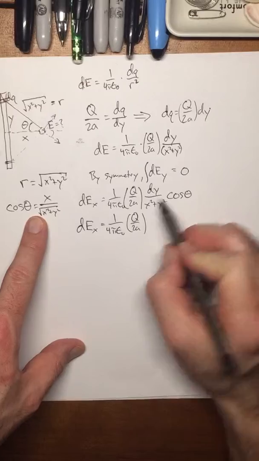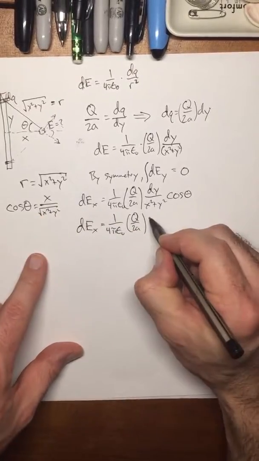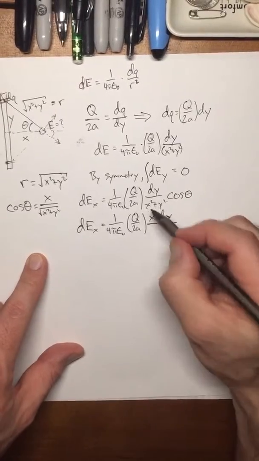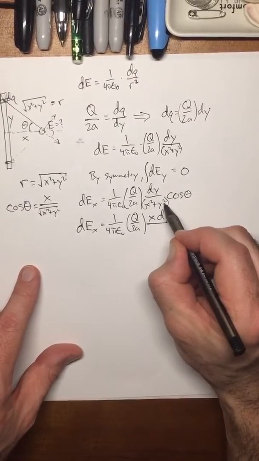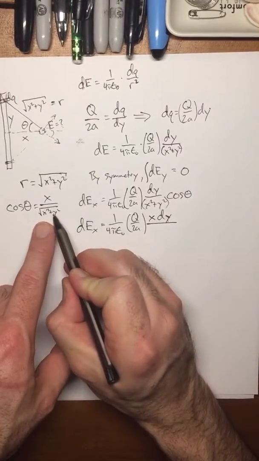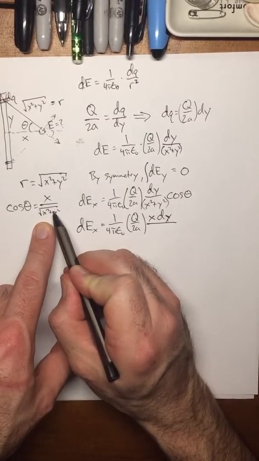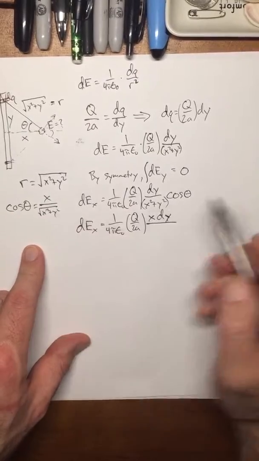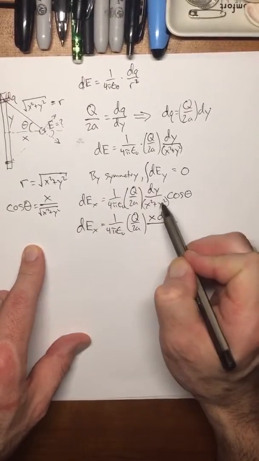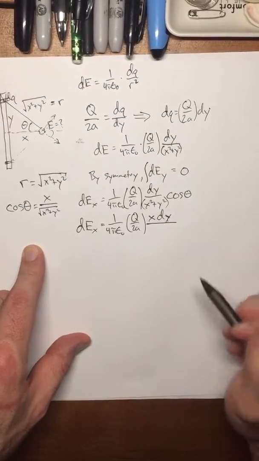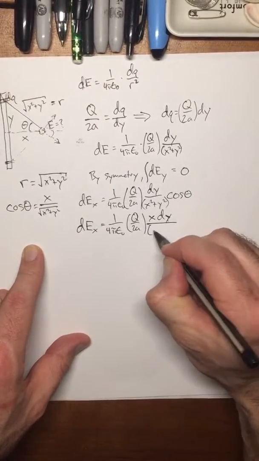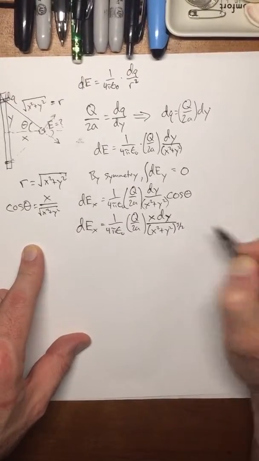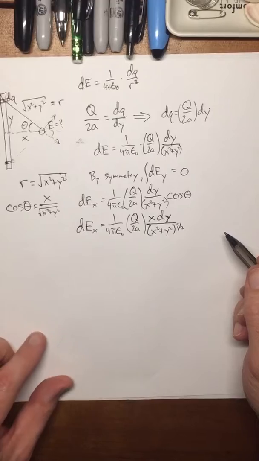So if we substitute this expression for cosine, then we end up with an x dy over, now there's this quantity x squared plus y squared, and also multiplying it by the denominator over here. This is x squared plus y squared to the 1/2 power. 1/2 times 2/2. Exponential powers means we add the exponents, gives us an x squared plus y squared to the 3/2 power.